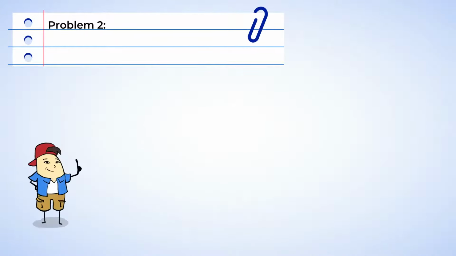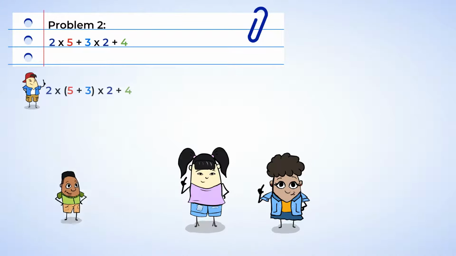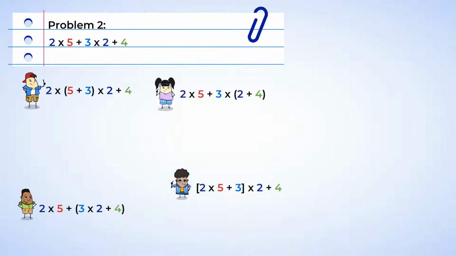And now let's see what Chen, Will, Sue, and Latifah are up to. They were all given the expression below: 2 times 5 plus 3 times 2 plus 4. Now it looks like each of them put parentheses in different places. So, what do you think? Are all the answers going to be the same?